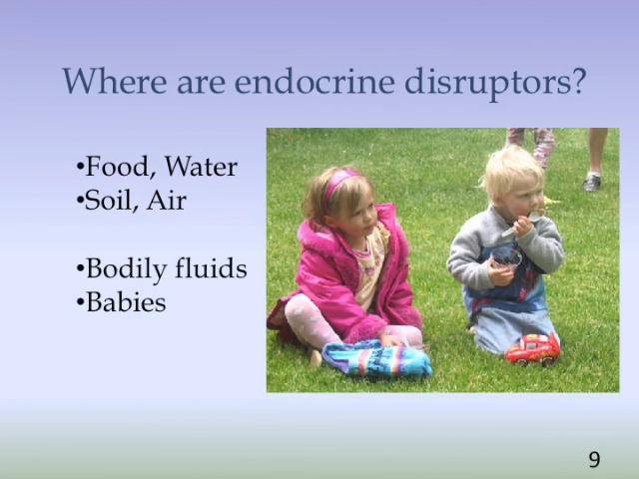Slide 9. We eat, drink, and touch endocrine disrupting chemicals every day. They're in our food and water, our soil and air, and they're in our bodies. Some remain in our bodies and accumulate over time. Others are metabolized and excreted quickly, but they're so prevalent that at any time they can be measured in nearly everyone tested, and in many different bodily fluids. And concentrations are typically higher in children than in adults.